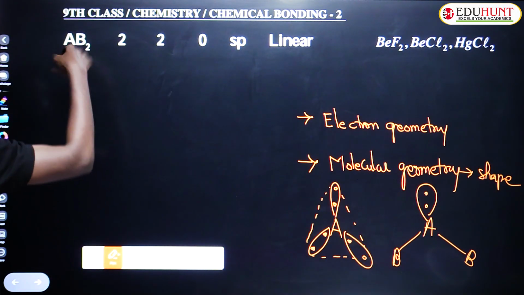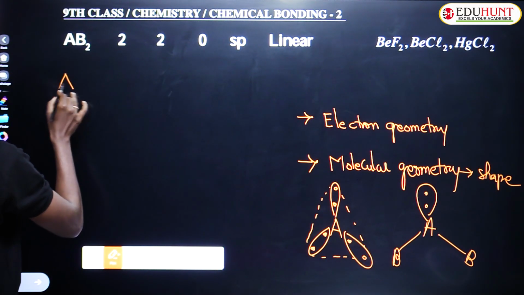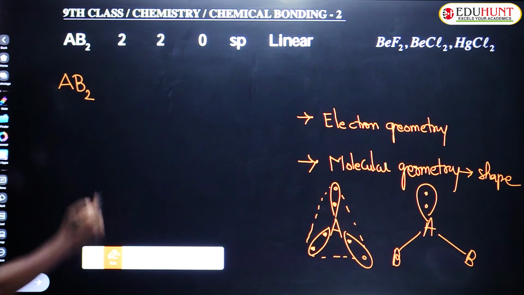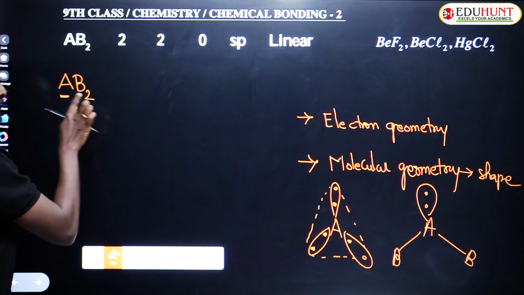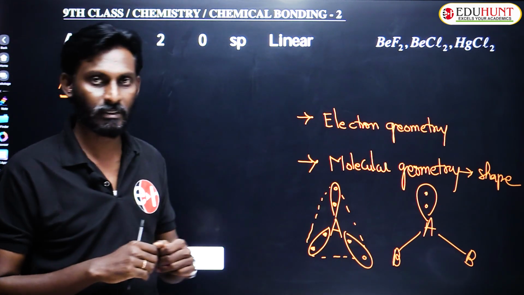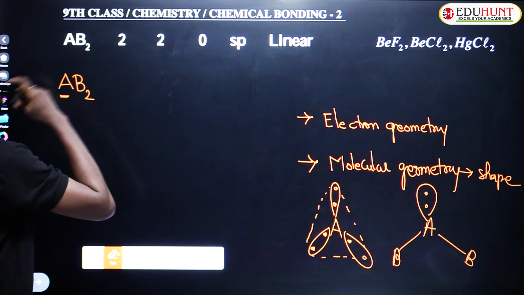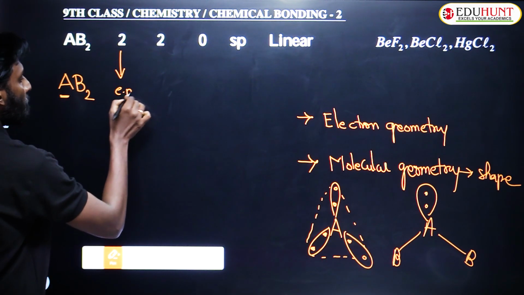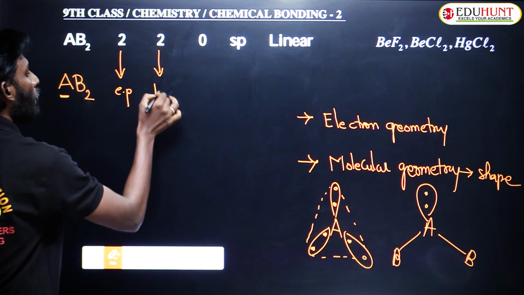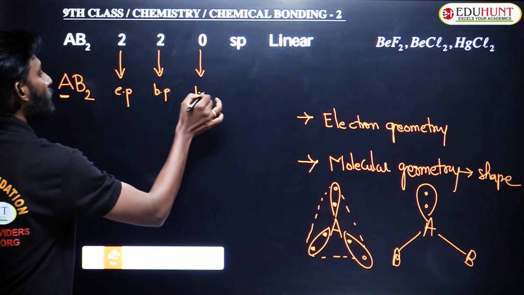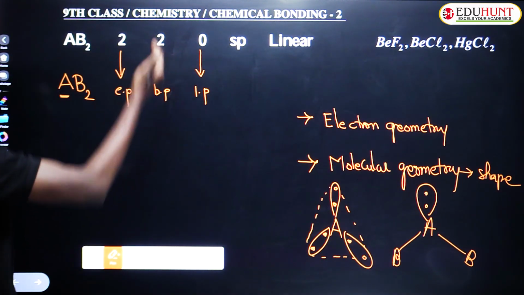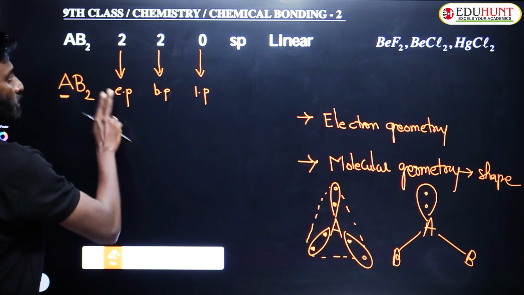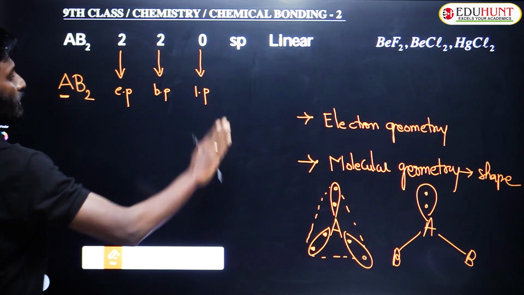I hope you are looking at this. First of all we are taking this AB2 type. Sir, what do I mean by AB2 type? AB2 type means the central atom is A and there are 2 side atoms. And what is this 2, sir? This 2 gives the total electron pairs. So this is for electron pairs, this is for bond pairs, and this is for lone pairs. Okay. So what this data is telling you, around this central atom there are 2 electron pairs, but the 2 electron pairs are bond pairs only, no lone pair.